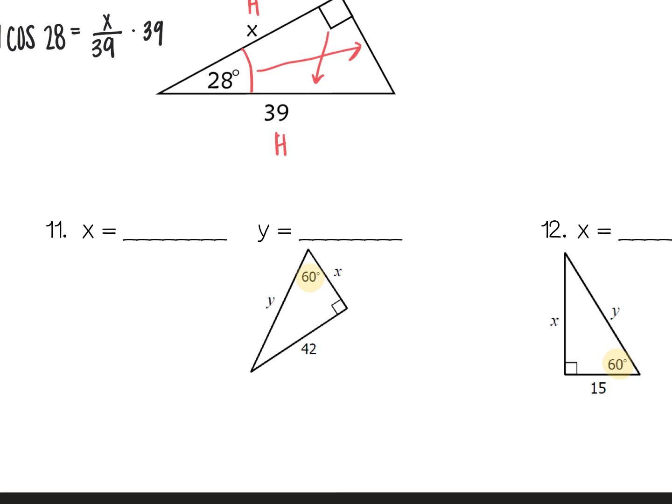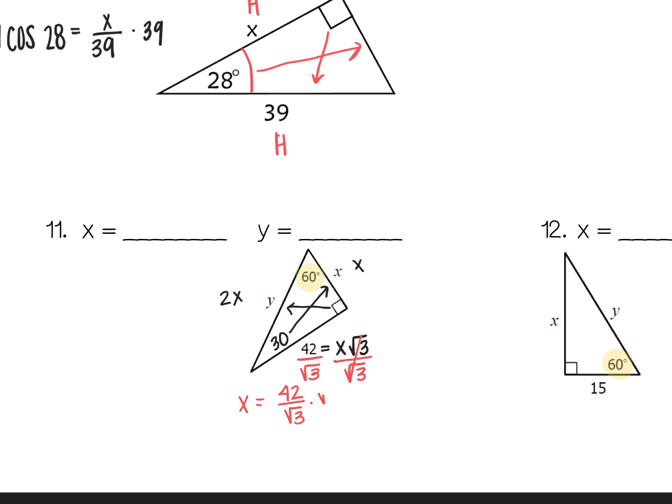11's another special right triangle, so remember across from 30 is x, the hypotenuse is 2x, the last side is x radical 3. X radical 3 equals 42, and then I just start solving for x, which I do by dividing by radical 3 on both sides. So right now, x equals 42 over radical 3.